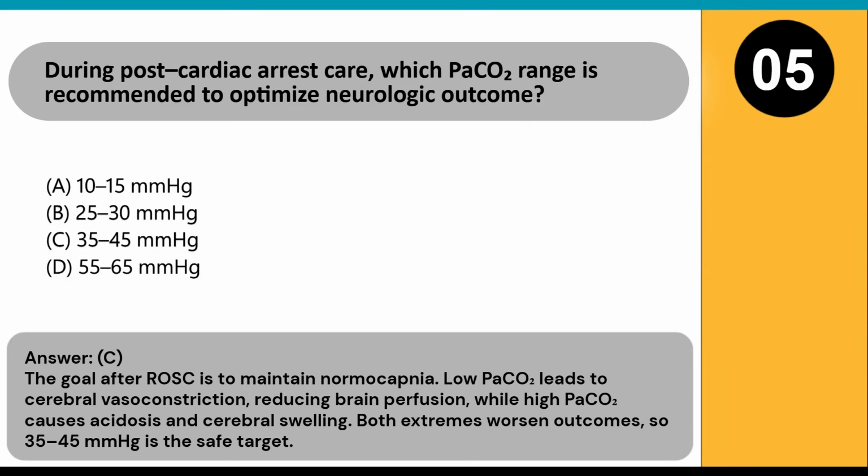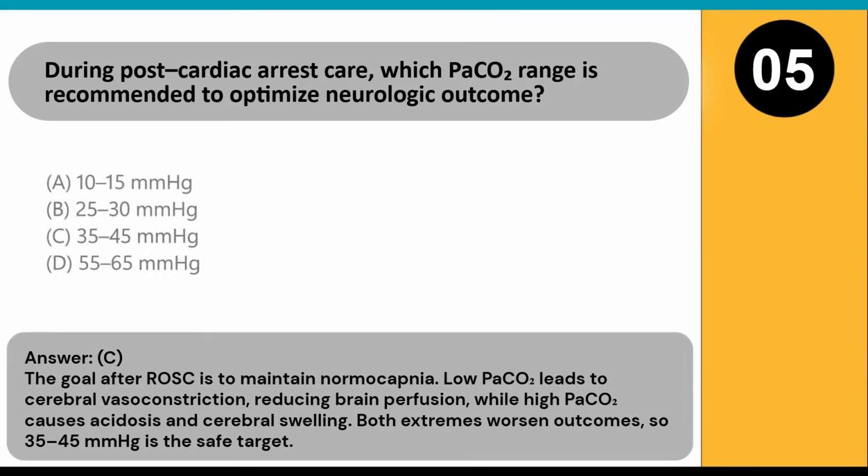Answer C. The goal after ROSC is to maintain normocapnia. Low PaCO2 leads to cerebral vasoconstriction, reducing brain perfusion, while high PaCO2 causes acidosis and cerebral swelling. Both extremes worsen outcomes, so 35 to 45 mm of mercury is the safe target.